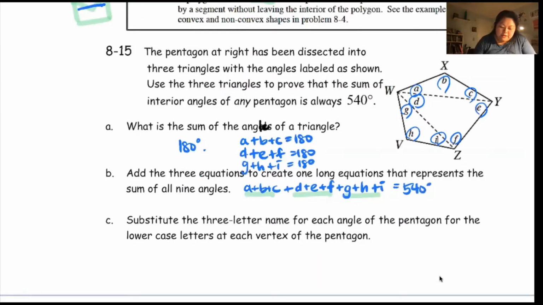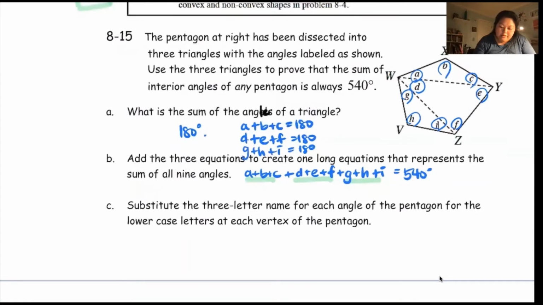Okay, so substitute the 3-letter name for each angle of the pentagon for the lowercase letter at each vertex of the pentagon. So this is what you need to substitute. It's a little bit confusing, but what it's trying to say is, okay, notice how the letter X, angle X here, is really where B is, right?